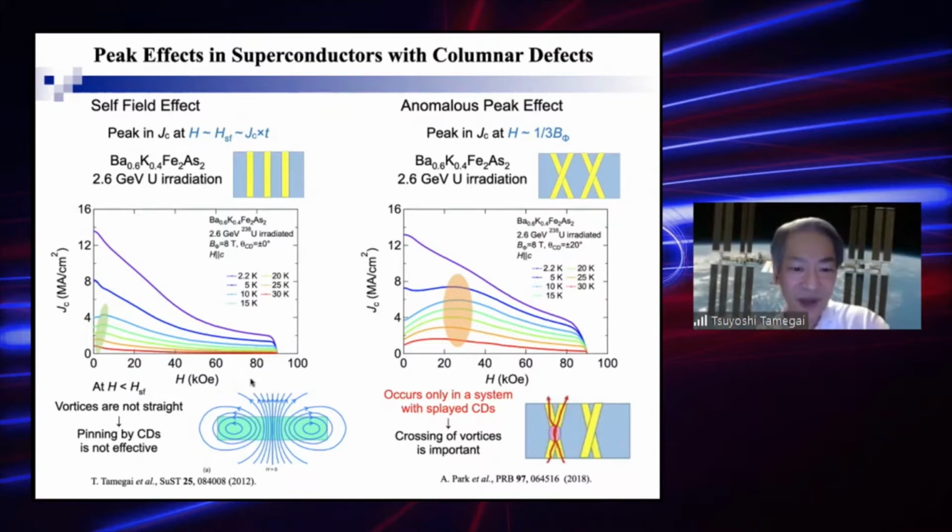Because at zero field, the flux lines in the sample should be like this. Due to the strong demagnetization effect, the flux lines are strongly curved. So in this situation, the straight columnar defects should not be effective. That's why we have a suppression of JC. That brings this peak at around the self-field.